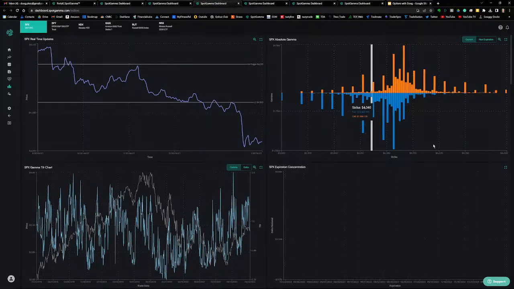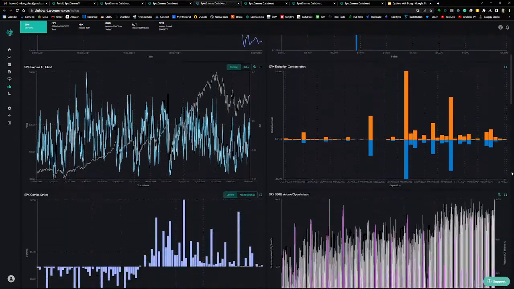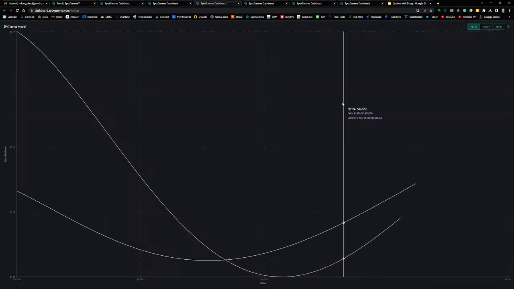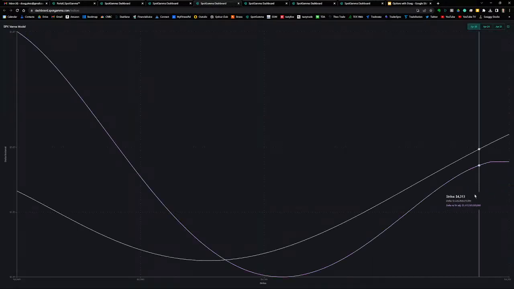Now let's take a look at the Vanna model for SPX. And for those of you who've seen this before, please bear with me. I don't know if there's anybody new watching this, but this is important.